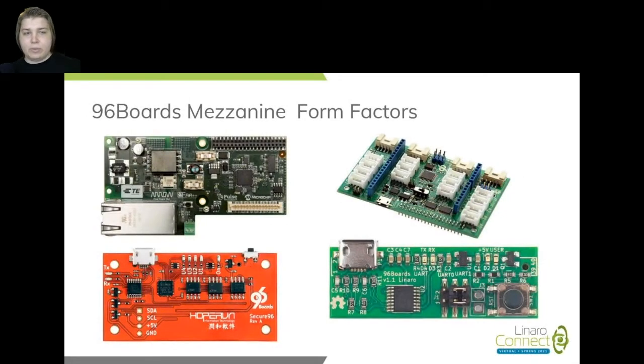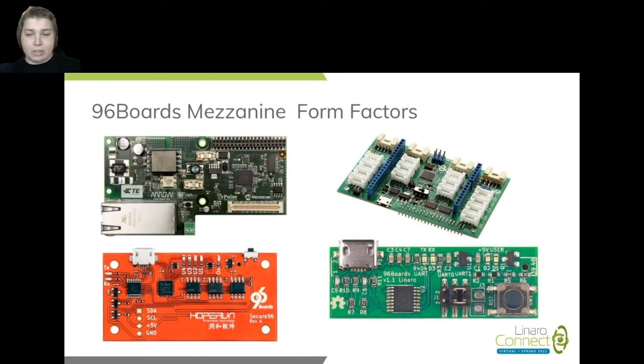96Boards mezzanines don't come in a predetermined form factor, unlike, for example, an Arduino shield or Raspberry Pi hat. You can have them in the form you require if you have a specific application. For example, on the top left, we can see a gigabit Ethernet mezzanine with power over Ethernet that required more space, so it extends over the board space of a 96Boards CE board and needs standoffs at the side. That is totally fine if your board requires it.